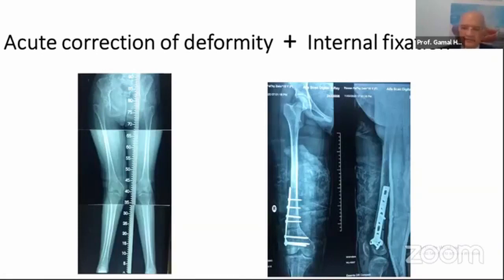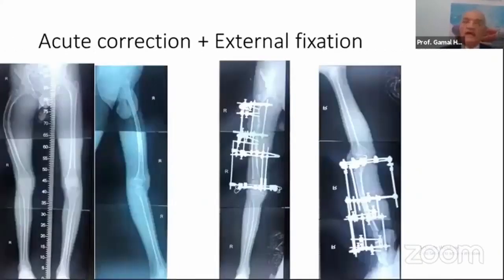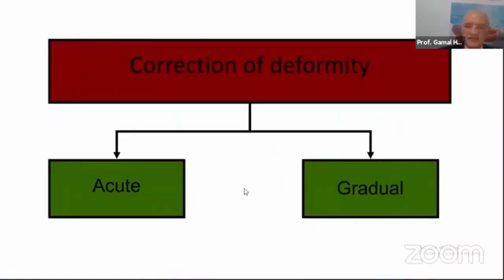Don't be dogmatic. You can use acute correction using external fixation. Look at this patient. You have a C-shaped deformity, and we did correction by 2 osteotomies. This is the first osteotomy, and this is the second osteotomy. And we did acute correction using external fixation. So correction of the deformity can be acute. You can use internal fixation or external fixation or any combination, and it can be gradual or both in the same patient.